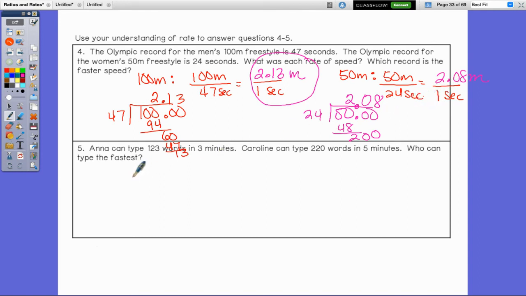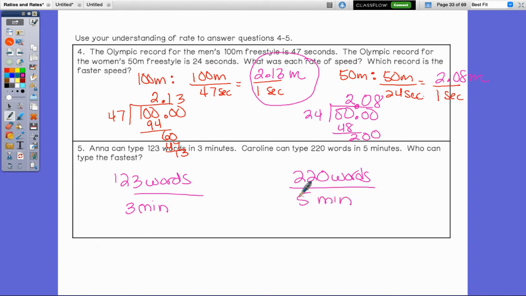Okay, number 5. Anna can type 123 words in 3 minutes. Caroline can type 220 words in 5 minutes. Who can type the fastest? Set it up the same way.